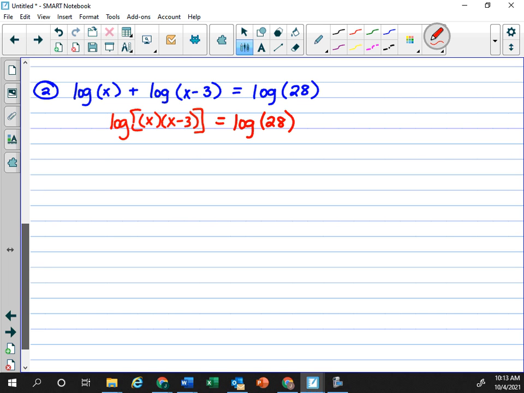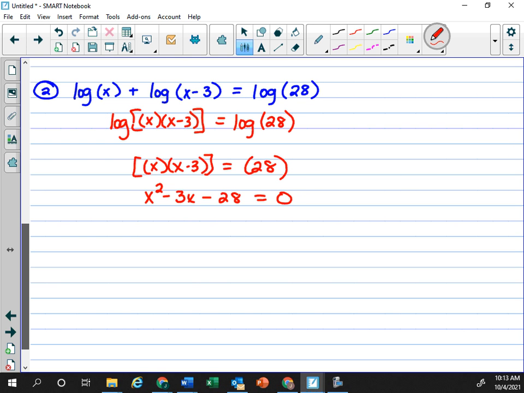Okay, similar to when we did solving the exponent equations, if you had the same base, you could set the exponents equal. Here, if I have the same single log, it's got to be just one log on both sides. I can set this x times x minus 3 equal to the 28. Okay, and now it's just algebra. So on the left, that would be x squared minus 3x. And then I'm going to go ahead and bring the 28 over. So minus 28 equals 0.